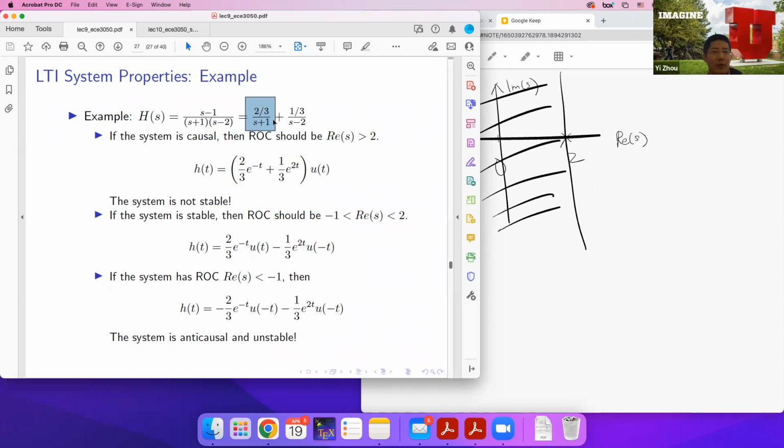And for the other fraction, for this part of the Laplace transform, the pole is -1, and correspondingly, the region of convergence is this part. It's bigger than -1, to the right of -1. Then if you refer to the table, this will give us a right-sided signal. So this is the case for a stable system.